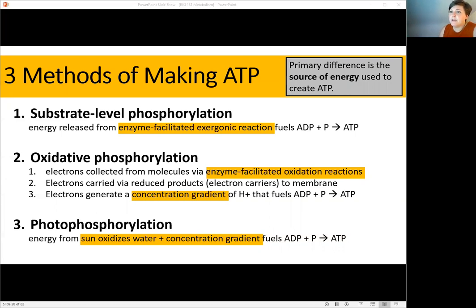These are important mechanisms by which ATP is generated. In the next few lectures, we will talk about cellular respiration, which can generate a ton of ATP using SLP and OXPHOS. Then next week, we'll talk about photosynthesis, which can generate some ATP via photophosphorylation. It's important that when you see a reaction that generates ATP, that you can identify which of these methods was utilized.